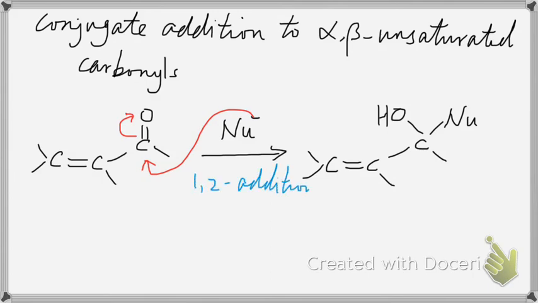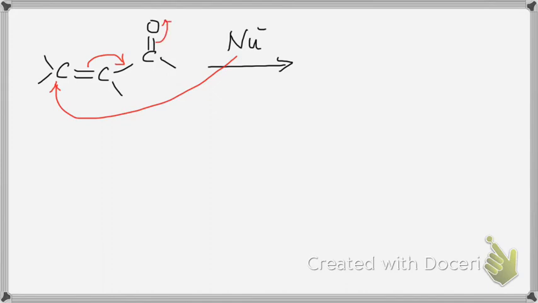This reaction, we call it a 1,2 addition reaction. It's a direct addition, meaning the nucleophile attacks the carbonyl carbon directly. And the 1,2 refers to oxygen as atom 1, carbon as atom 2. We are adding things to atoms 1 and 2. Atom 1, oxygen, gets a proton. Atom 2, carbon, gets the nucleophile. Next, we will take a look at another possibility.